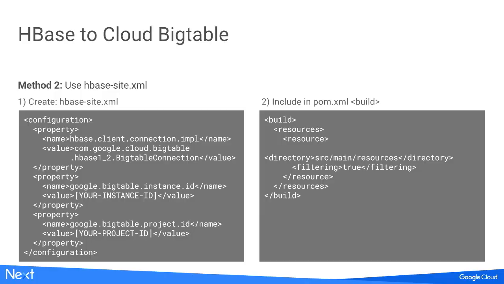There's another approach which says I don't want to touch my code. My code is running, or maybe I want to leave my code agnostic, which just means outside of your application code, you can introduce a small hbase-site XML, which populates your instance, your project ID. Hopefully, everybody knows what a project ID is now. And then you can choose to include that in your build file. So bottom line, it's very, very easy to make the switch from HBase to Cloud Bigtable. It's pretty trivial.